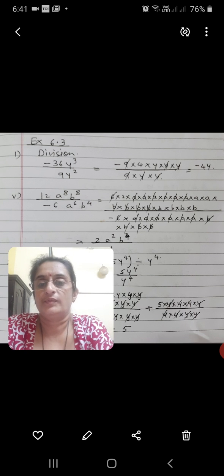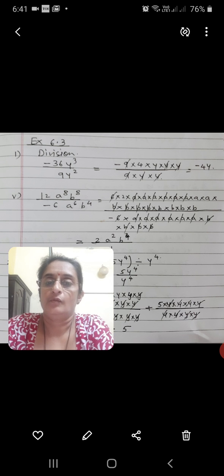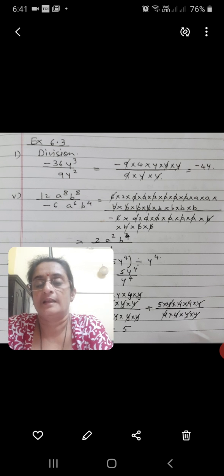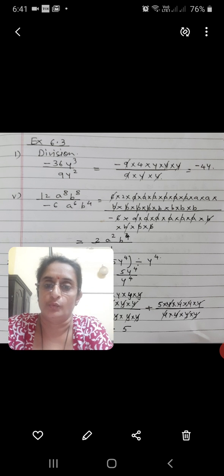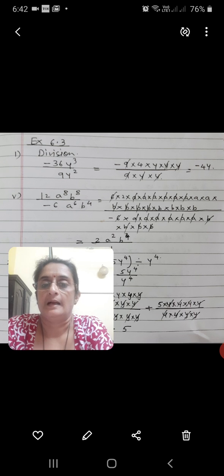Next let's go to the fifth question. The question is 12 a raised to 8 b raised to 8 divided by minus 6 a raised to 6 b raised to 4. Now we have to split the numbers. 12 you can split into 2 into 2 into 3, but here I have only done 6 into 2. Then a is 8 times, b is 8 times. So a into a 8 times, b into b 8 times I have written, divided by minus 6 as it is we have to keep, and then a is 6 times and b is 4 times.